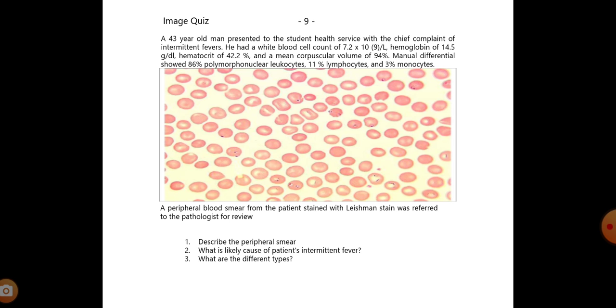Next case will be a case history. A 43-year-old man presented to the student health service with chief complaints of intermittent fevers and the blood count was 7.2, hemoglobin 14 gram per deciliter, hematocrit 42%, mean corpuscular volume of 94% and manual differential showed 86% of leukocytes, 11% of lymphocytes and 3% of monocytes. So describe the peripheral smear. What are the causes of intermittent fevers and what are the different types?